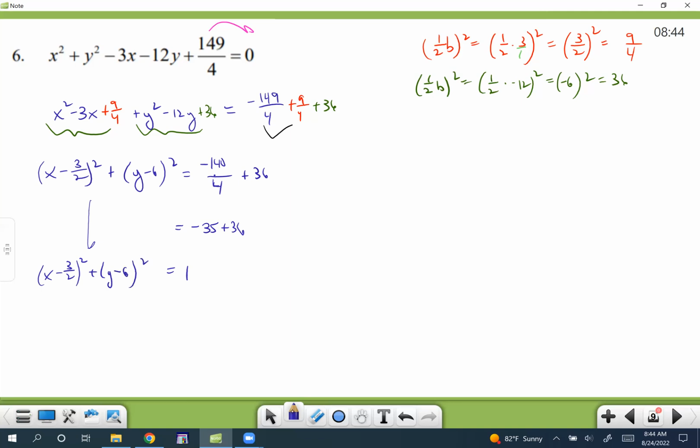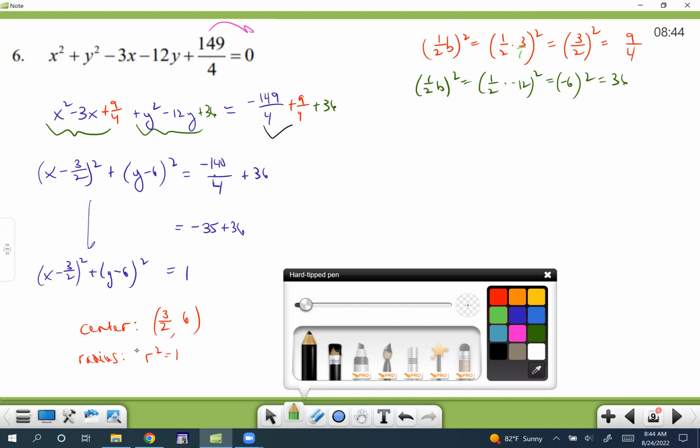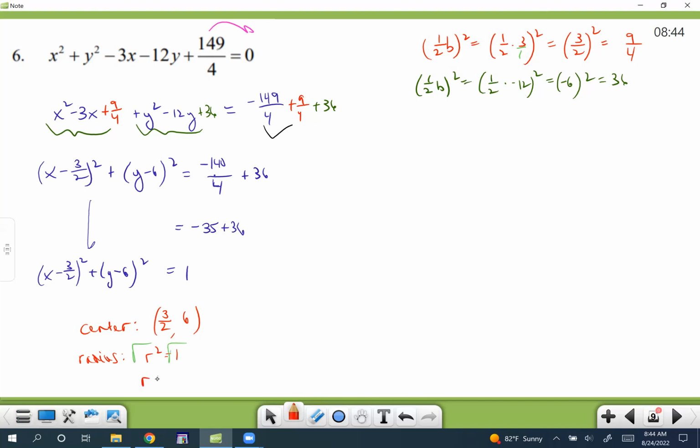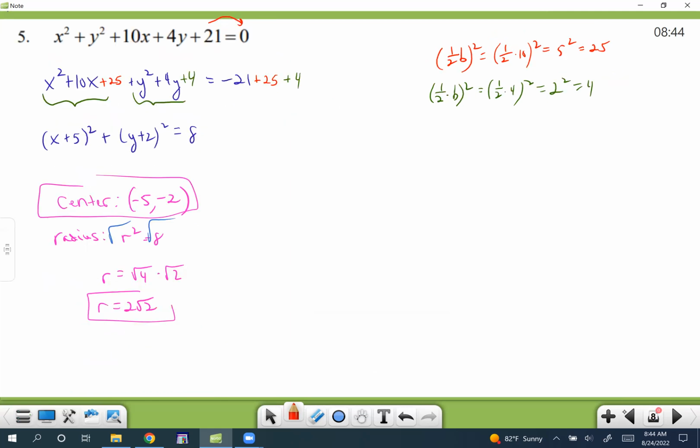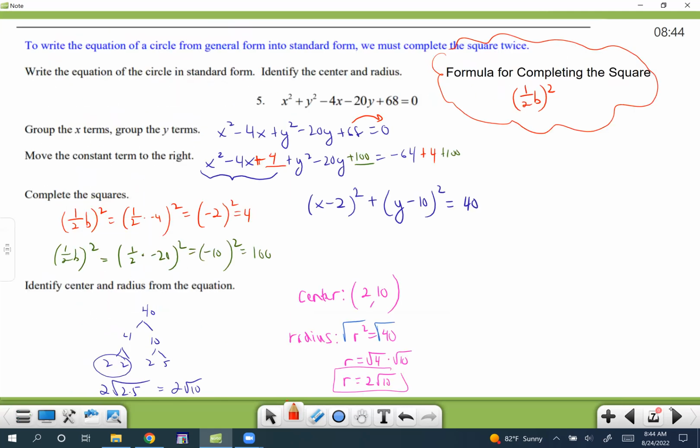Okay, so let's go for our center. Change the signs. So instead of negative 3/2, positive 3/2, and instead of negative 6, positive 6. And our radius we know is going to be, well, r squared is 1. So when we square root both sides, we get r is 1. Okay, so those are our answers for these. I believe it just said to get it, it didn't say to graph it. Let me make sure. Yeah, it didn't.